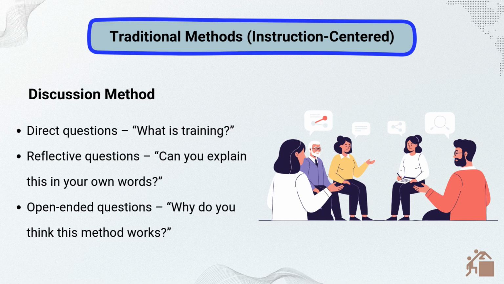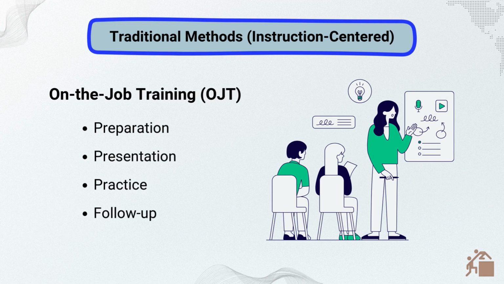Now, let me ask you, can you really learn leadership only from slides? Not really, right? That's why on the job training becomes powerful because it situates learning within real work. Structured OJT, especially job instruction training, follows four clear steps: preparation, presentation, practice, and follow up. Notice something important here. Practice and follow up ensure procedural knowledge. This reduces errors and improves performance consistency.